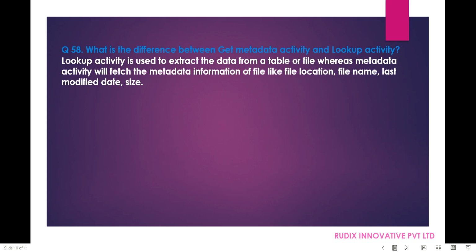So let us see the difference between these two. Lookup activity is used to extract the data from a table or a file, whereas get metadata activity will fetch the metadata information of a file, like file location, file name, last modified date, and size. So get metadata activity allows reading the metadata of its sources.